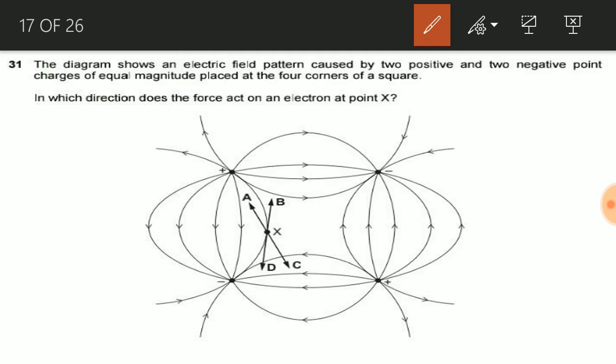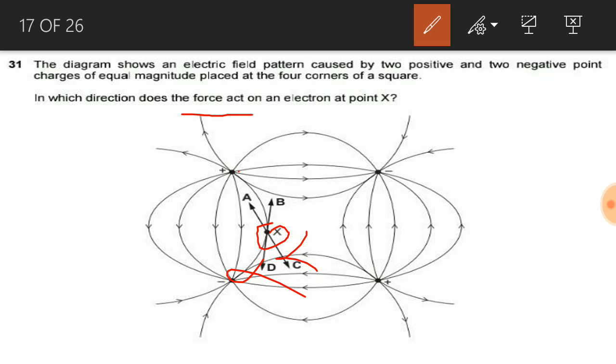Now if we see this diagram, X is an electron. X is clearly an electron. For an electron, the electric force is towards the positive charge. I am again repeating this. For an electron, the electric force is towards the positive charge. So our answer cannot be C and D.